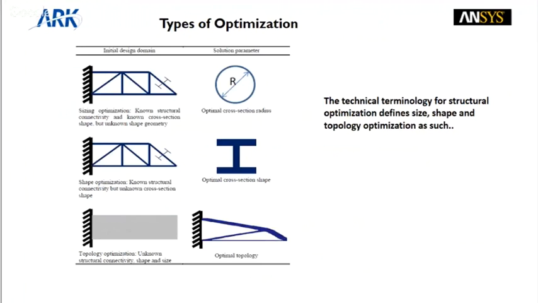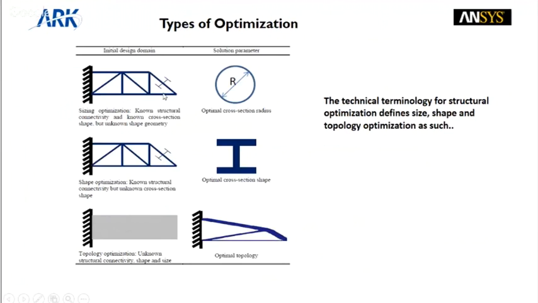So what is sizing optimization? It is also known as cross-sectional optimization, where you change the cross-sectional size of your structure. In the picture you can see there is one truss, right? Let us say the diameter is some mm, or some centimeters.